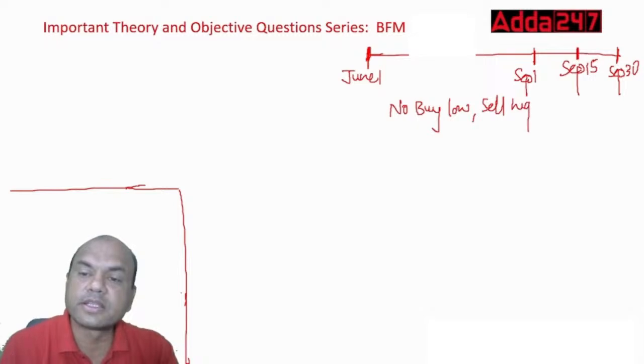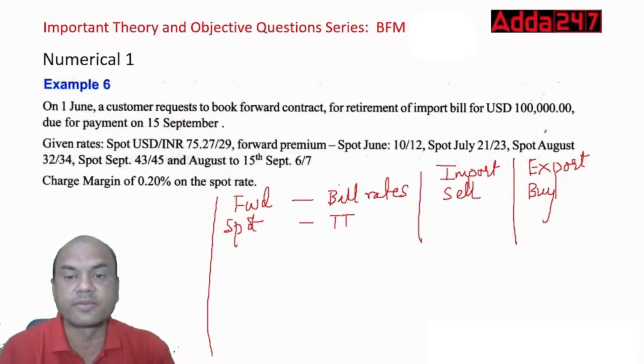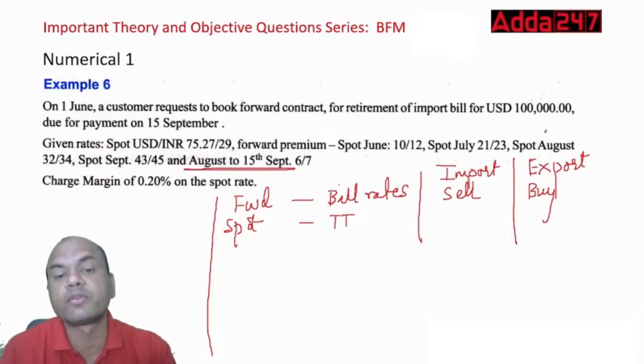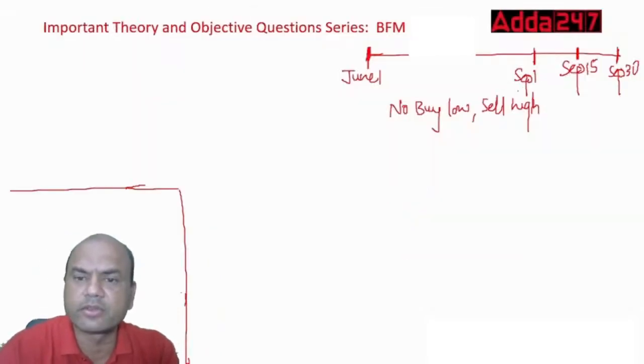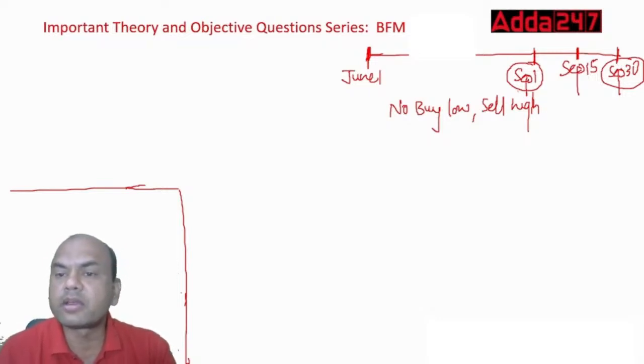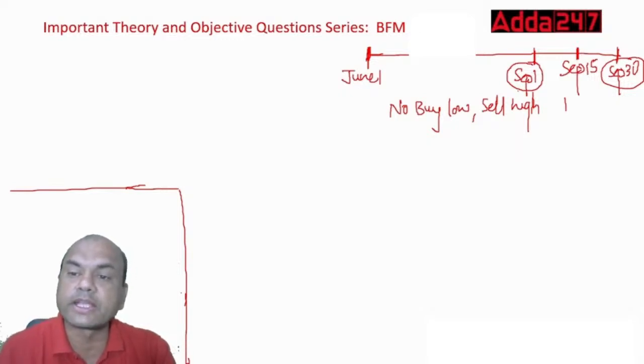Because the rates are already given over here. Look at this. If you look at the forward rates, this last rate is for 15 September. So the exact rate is available for 15 September. When the exact rate is available, you need not do buy low sell high. Buy low sell high is done when the rates are available for September 1 and September 30th, but you don't know the exact rate of September 15. But here we have the exact rate of September 15. It's already given. So now, how to get this exact forward rate?